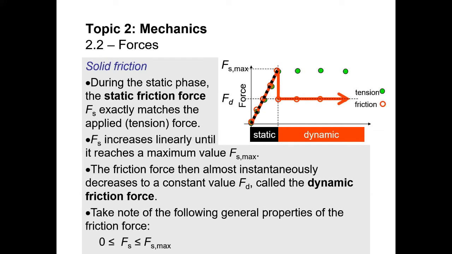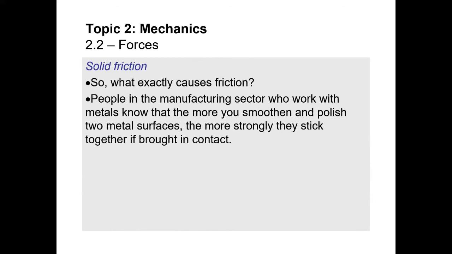Static friction is larger than or equal to 0 and smaller than or equal to the maximum static friction. Dynamic friction is always smaller than the maximum static friction, and it's constant. So what exactly causes friction?